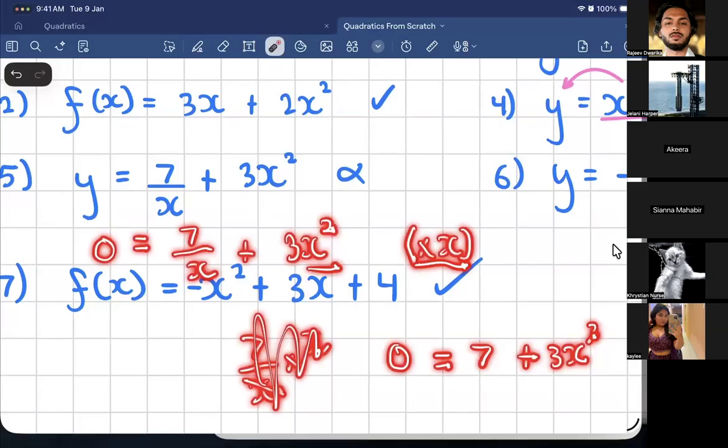Guys, look at this for now. For a quadratic, what is the highest power of x supposed to be at any point in time? 2. Yeah, but what are you seeing over there? 3. So that can't be a quadratic for sure.